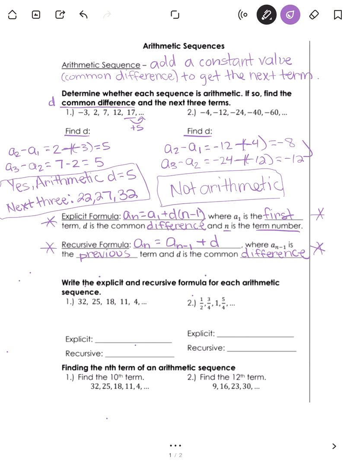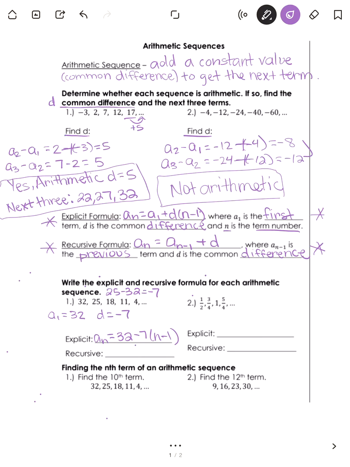So we have two examples where we're going to write the explicit and recursive formula. I have 32, 25, 18, 11, and 4. If I needed to subtract them, I would take 25 minus 32. I see I get a negative 7. So my first term is 32, and my common difference is a negative 7. So my explicit formula: a sub n equals the first term minus 7 times n minus 1.